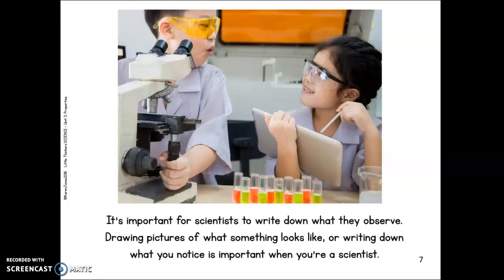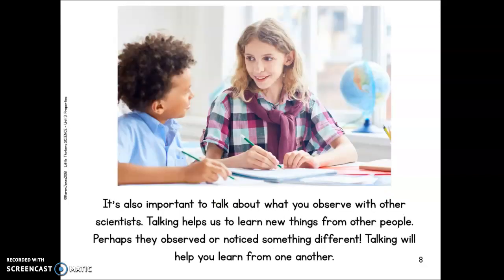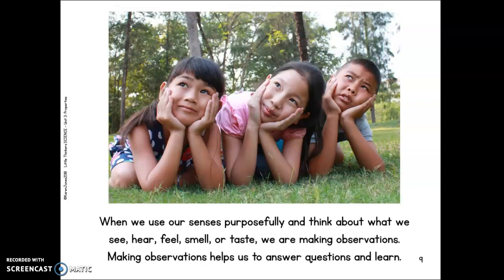It's important for scientists to write down what they observe. Drawing pictures of what something looks like or writing down what you notice is important when you are a scientist. It's also important to talk about what you observe with other scientists. Talking helps us to learn new things from other people. Perhaps they observed or noted something different. Talking will help you learn from one another.